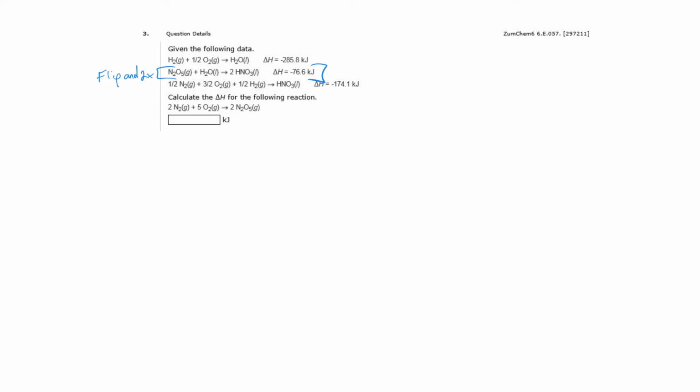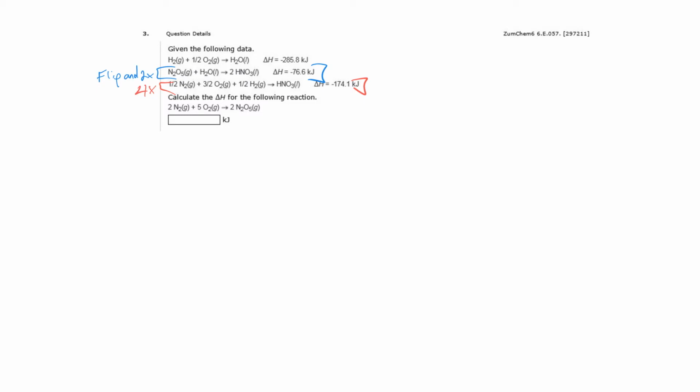Next, let's look for the nitrogen molecule. In the overall equation, it's got a coefficient of 2 and it's on the left side. The only place where nitrogen is found in the steps of the mechanism is in the bottom step. It's on the correct side, the left side, but its coefficient is 1/2. Well, let's take that last reaction and quadruple the coefficients and the value of delta H.